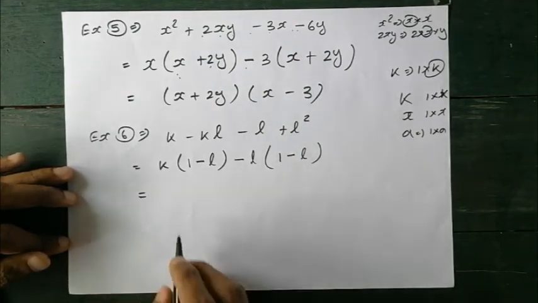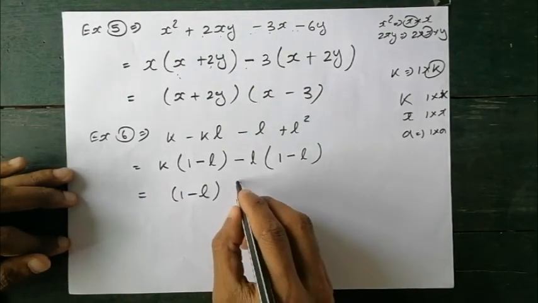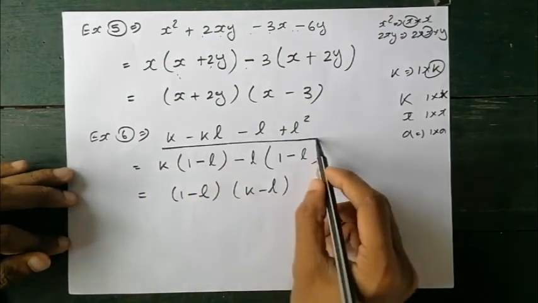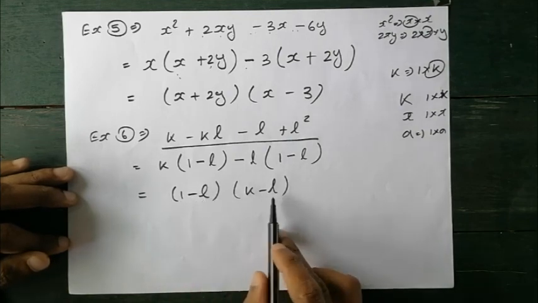Go for the third step. 1 minus l is common, and the other common factor is k minus l. So the factors of this algebraic expression are 1 minus l and k minus l.